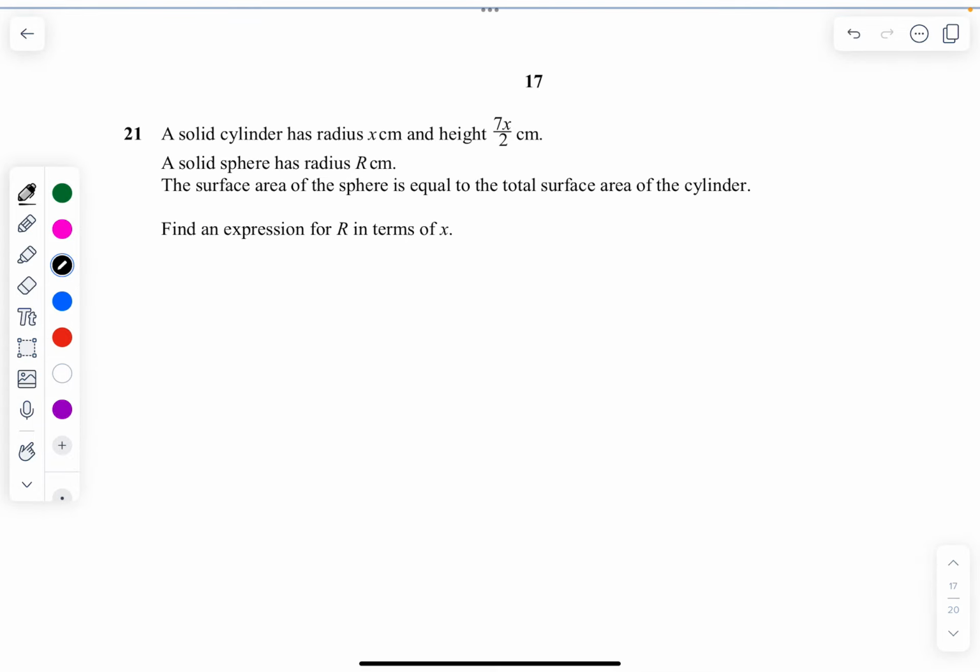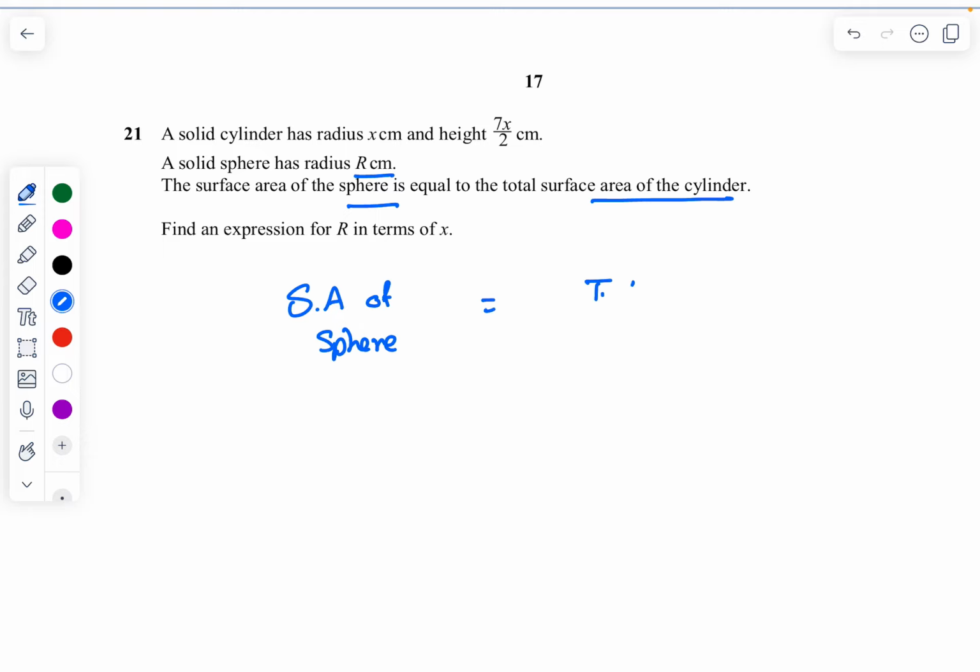Question number 21. A solid cylinder has a radius x centimeters and height 7x upon 2 centimeters. A solid sphere has a radius r centimeters. The surface area of the sphere is equal to the total surface area of the cylinder. That is the question that has been given. Now, surface area of the sphere equals total surface area of the cylinder.